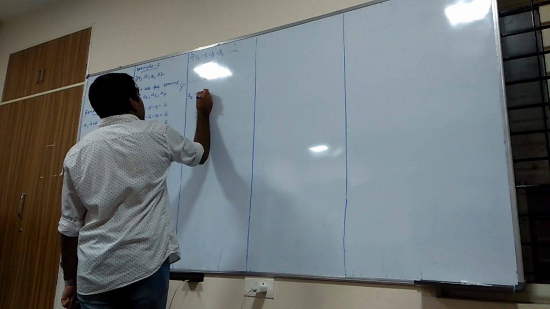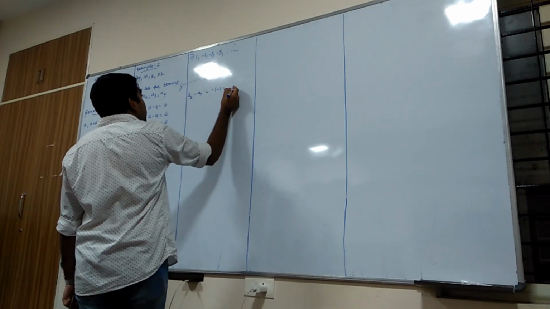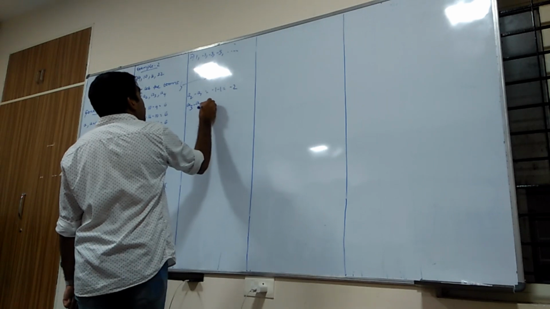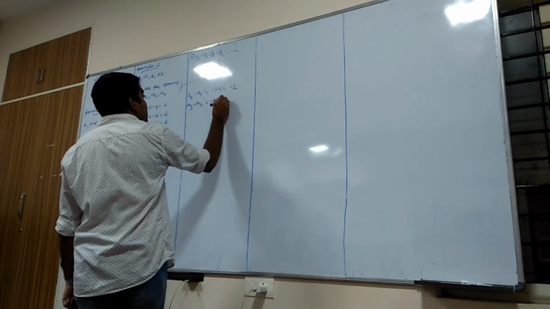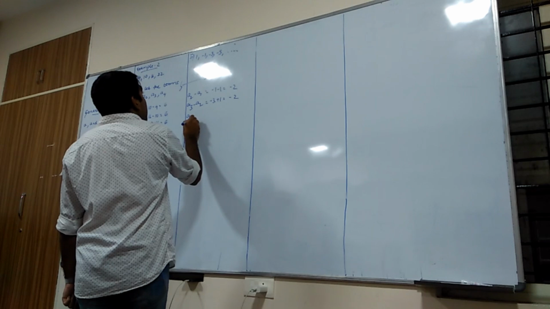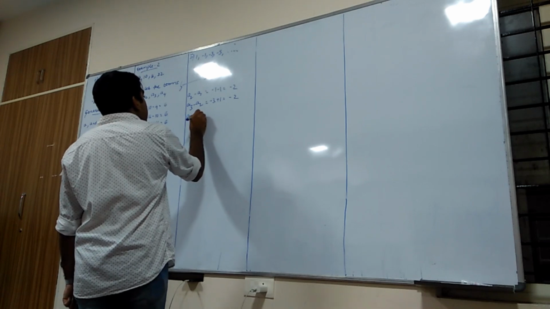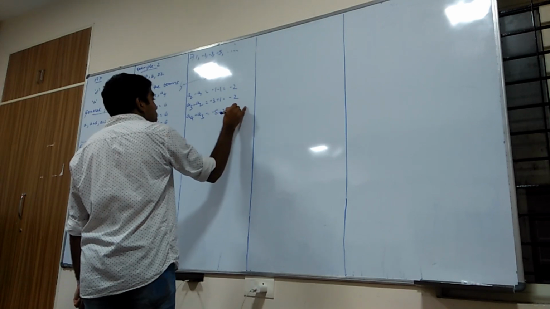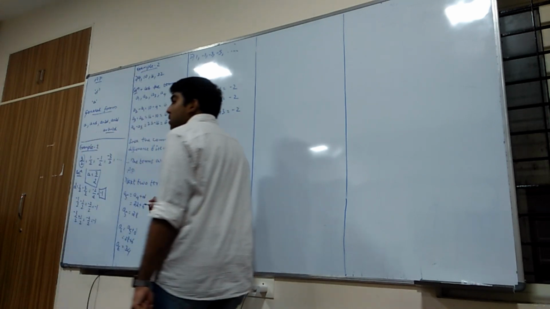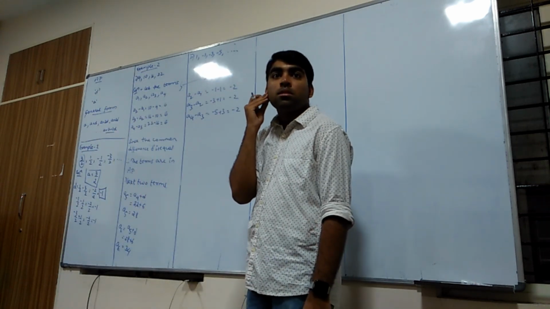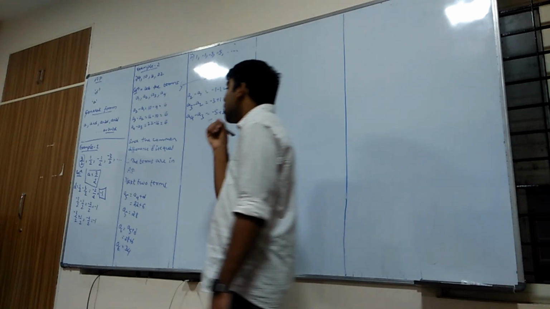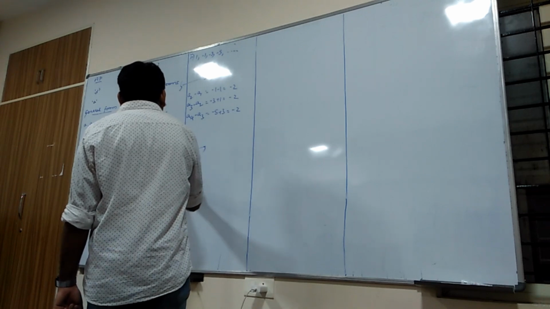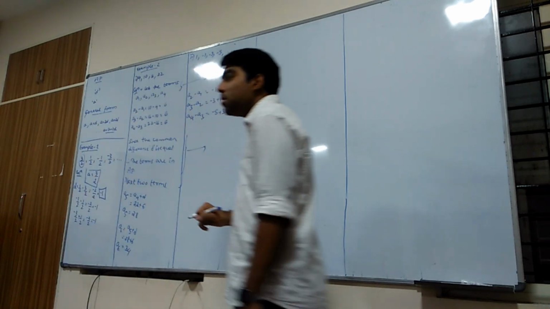A2 minus A1. A2 is minus 1, so it is minus 2. A3 minus A2. What is A3? Minus 3 plus 1 is minus 2. A4 minus A3. What is A4? Minus 5 plus 3 is minus 2. Right? Doubt? Then, since the common difference is the same, until here the same statements come.